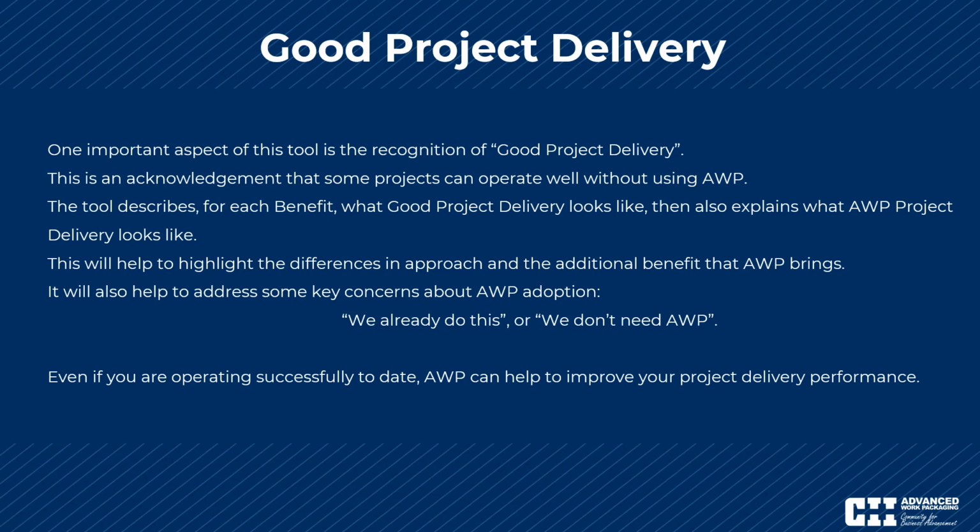Good project delivery. One important aspect of this tool is the recognition of what we refer to as good project delivery. This is an acknowledgement that some projects can operate well without using AWP. The tool describes for each benefit what good project delivery looks like, then also explains what AWP project delivery looks like. This will help to highlight the differences in approach and the additional benefit that AWP brings.